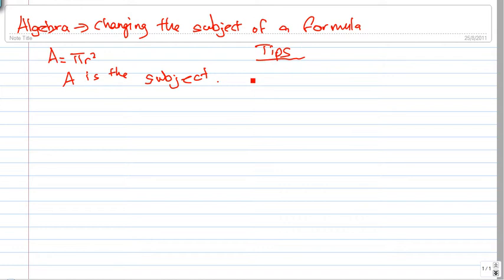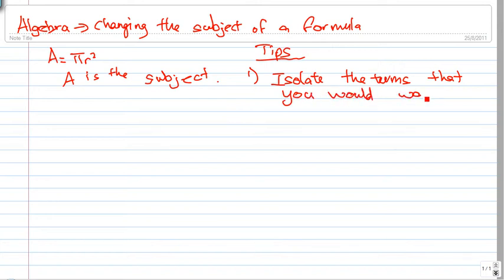In order for you to change the subject of the formula, you have to isolate the terms that you would want to make the subject of.